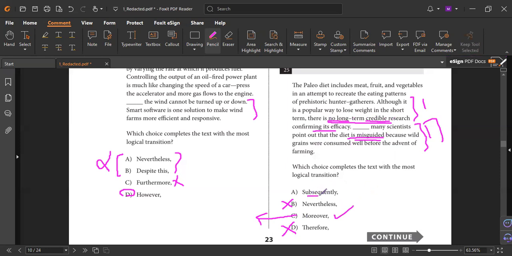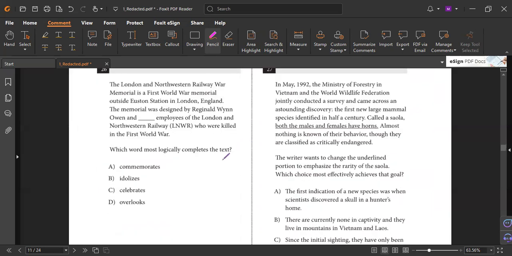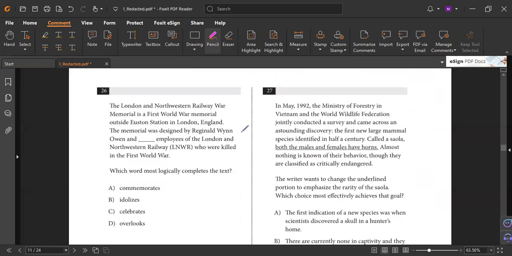So "subsequently," as you know, is for the order of actions: first, second, then finally, this way. Or this action happened after this action in order of time. But here it does not make sense. Let's try the next. If you answer it correctly, you will go for fun.